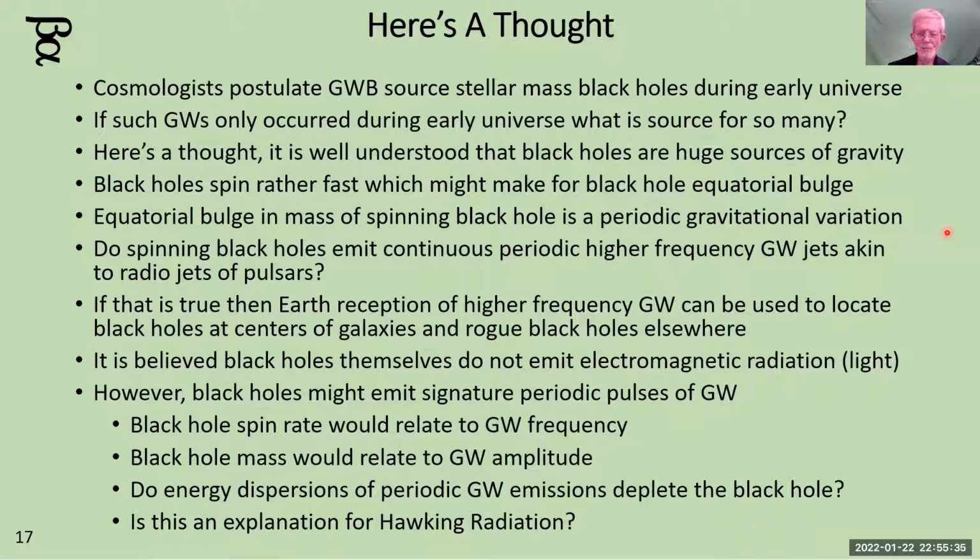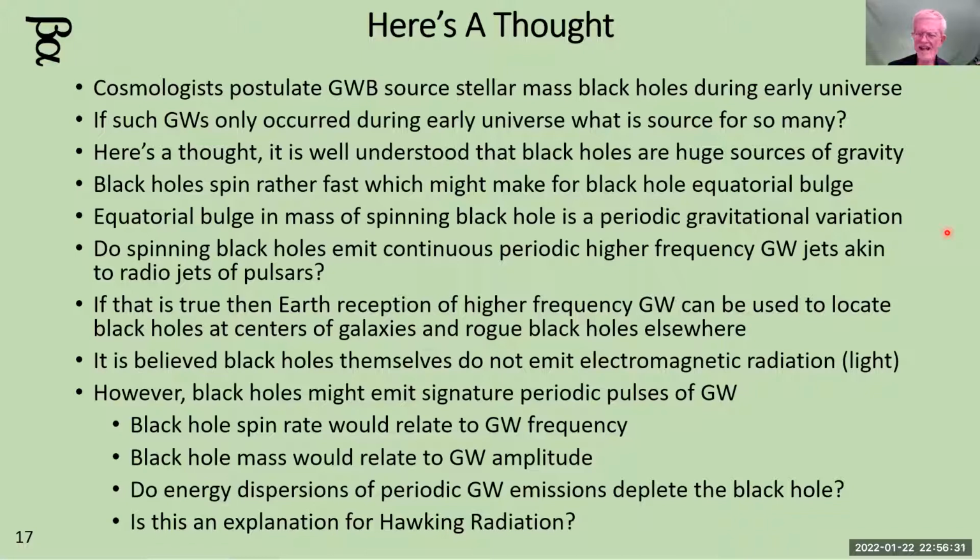So here's a thought. It's well understood that black holes are a huge source of gravity. That's why they think that when black holes merge, that's where you get gravity waves. Black holes spin rather fast. When a black hole is spinning, it creates an equatorial bulge. Now, the bulge may only be millimeters, but it creates a bulge. If that bulge is disrupted by new matter being sucked into the black hole, and it affects the bulge height by millimeters, and that's spinning, it could be that black hole spin rate could relate to gravitational wave frequency. Black hole mass changes could also relate to gravitational wave amplitude.